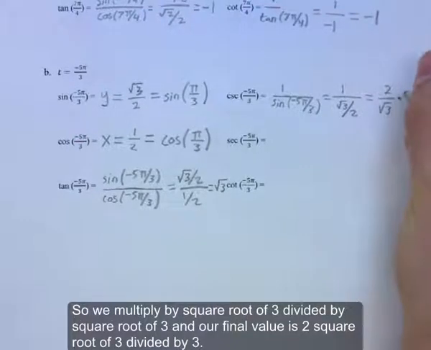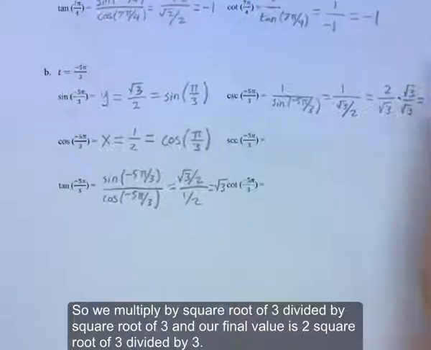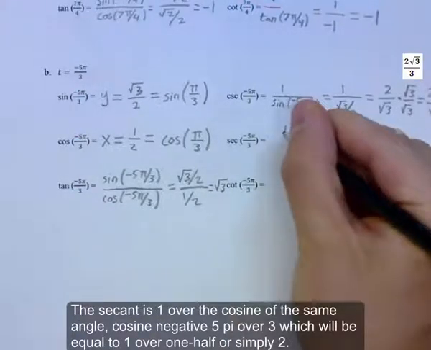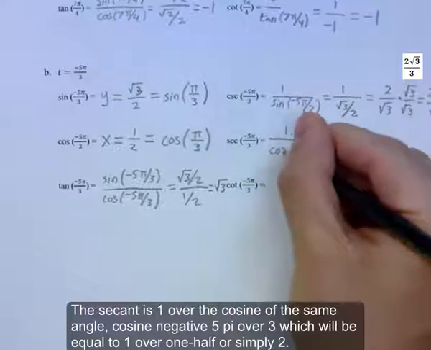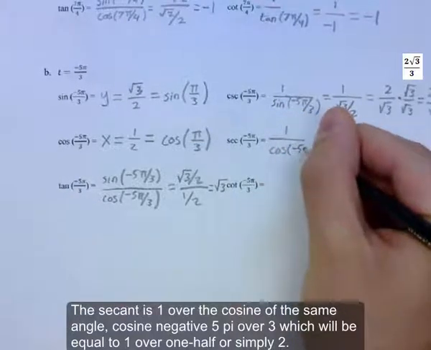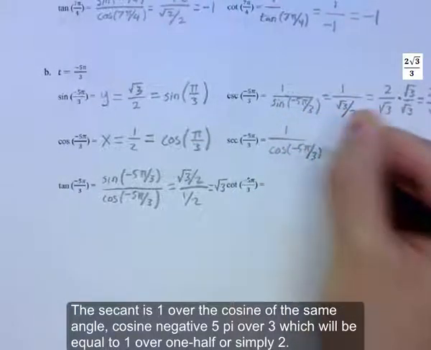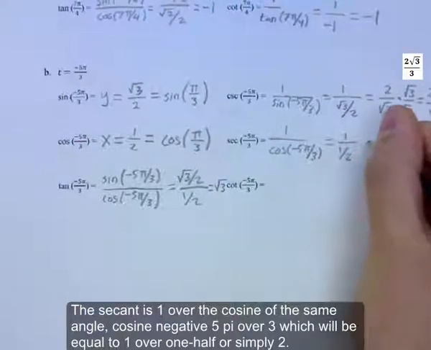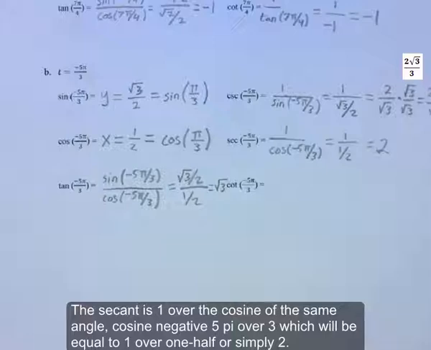So we multiply by square root of 3 divided by square root of 3, and our final value is 2 square root of 3 divided by 3. The secant is 1 over the cosine of the same angle, cosine negative 5 pi over 3, which will be equal to 1 over 1/2, or simply 2.